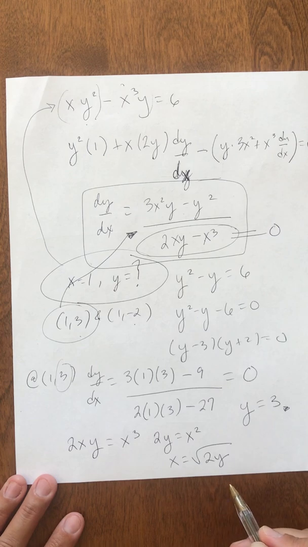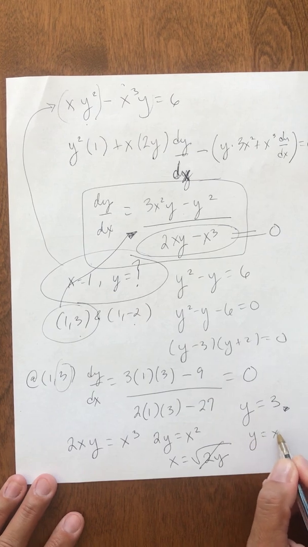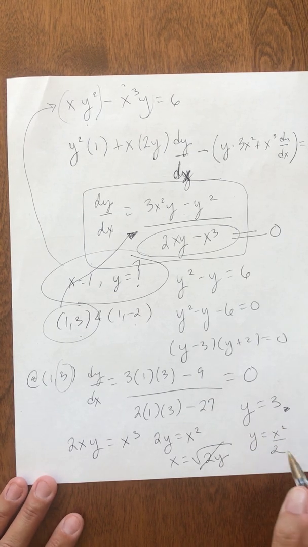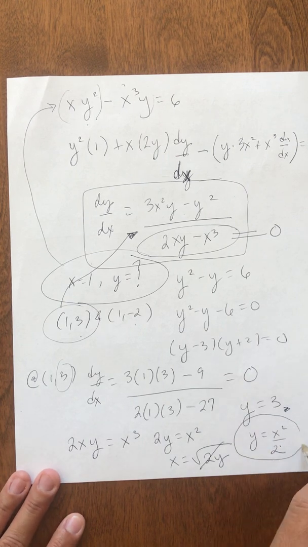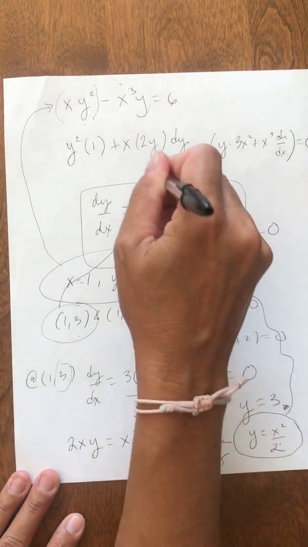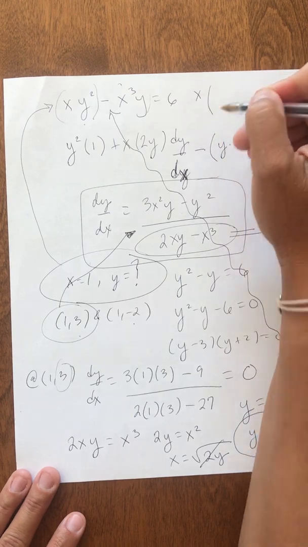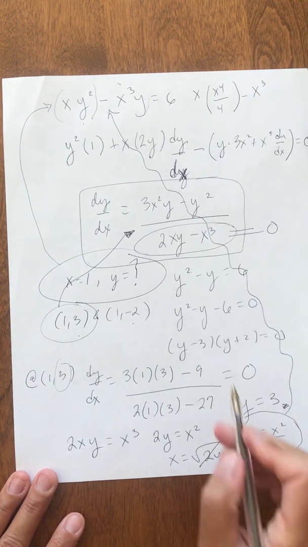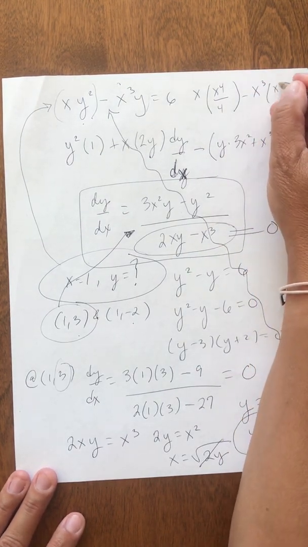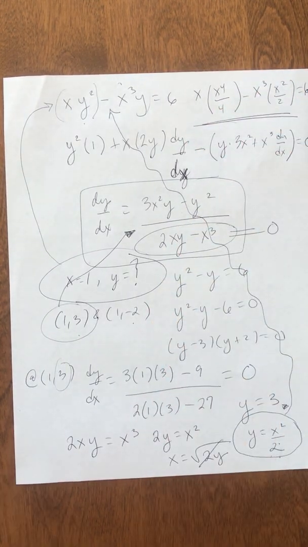Oh, I wanted to solve the other way. So y equals x squared over 2. What would I do with this? How would I find the x-coordinate? Again, this has nothing to do with the derivative. I'm going to plug this up here. So whenever I see a y, I'm going to plug in x squared over 2. So x times y squared, x to the 4th over 4, minus x cubed times y equals 6. And I'm going to algebraically solve for x.